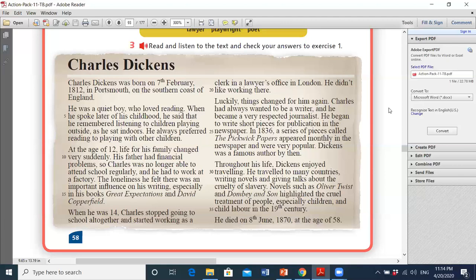Of course, Dickens' stories reflected his experience. When he talked about small children in his books, he talked about poor children who were treated badly by society. And this is reflected in almost all of his books. Child labor means the work of children. He died on the 8th of June, 1870, at the age of 58.